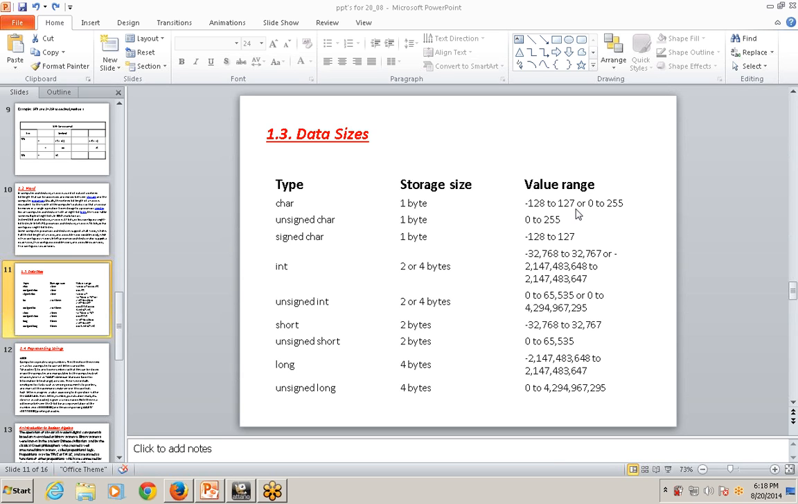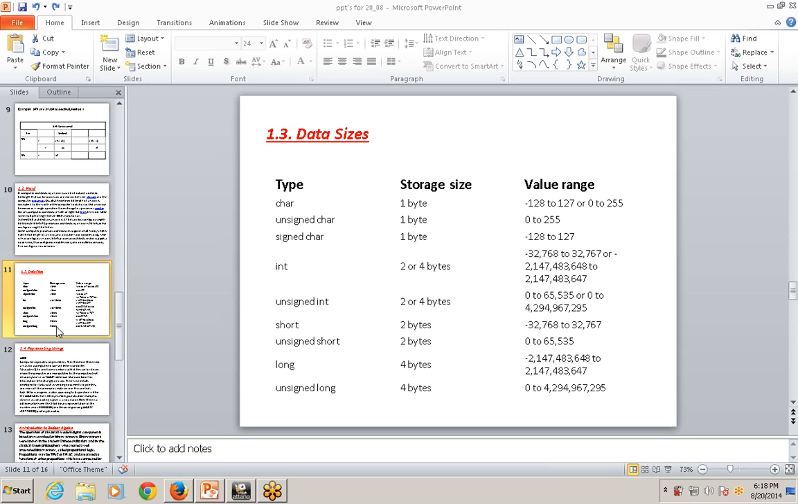There are different categories of int, like unsigned int that takes 2 or 4 bytes and the range is from 0 to 65535 and from 0 to 4294967295. There is also a short int that contains only 2 bytes and the range is from -32768 to 32767. There is also a long data type that contains 4 bytes, and there is also unsigned long that contains also 4 bytes.